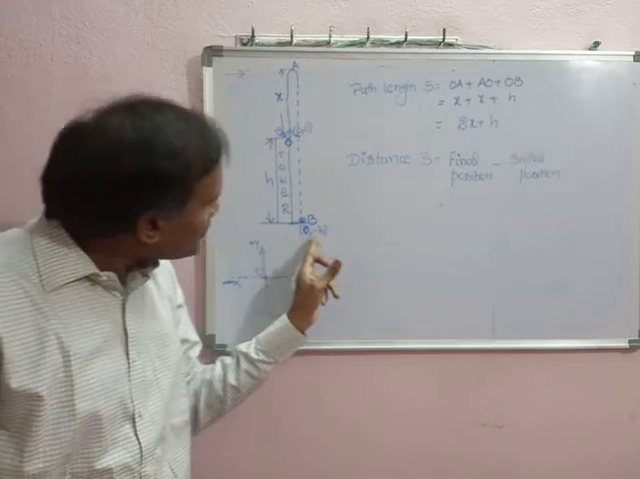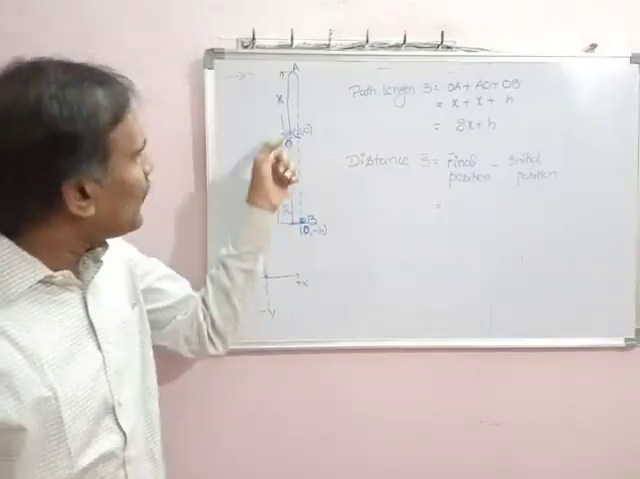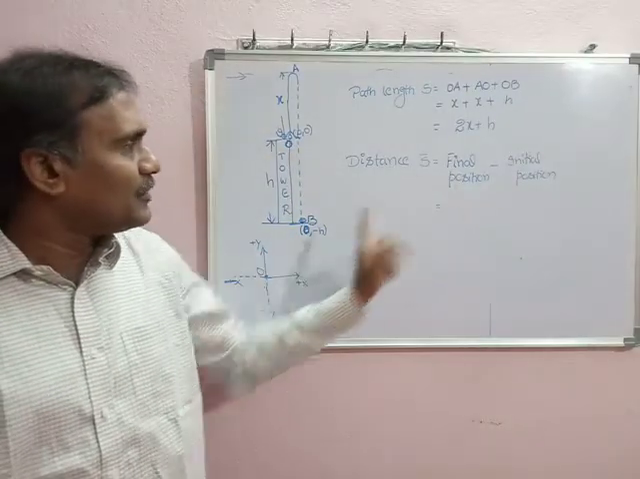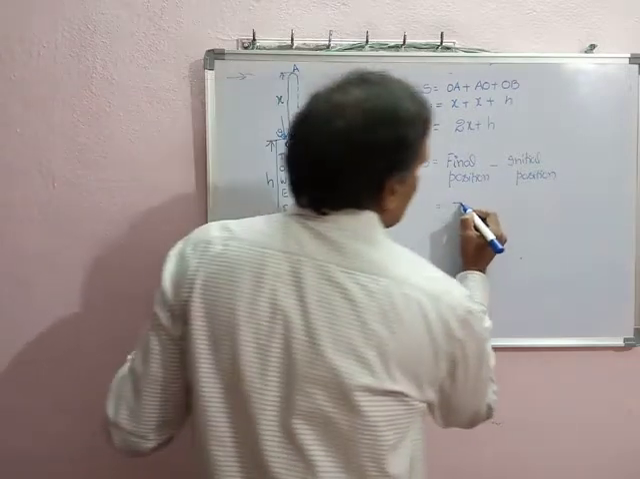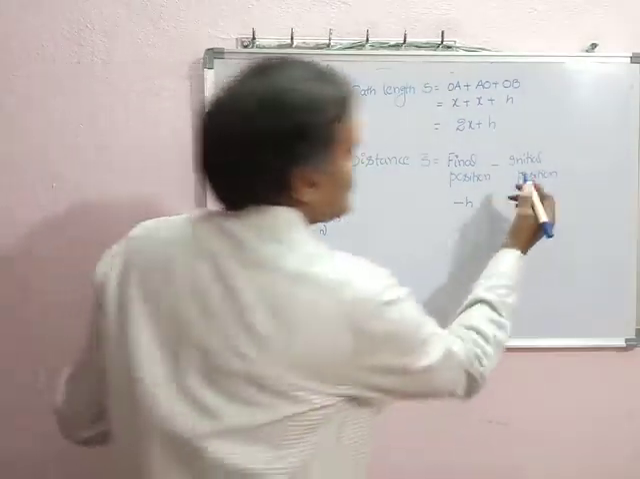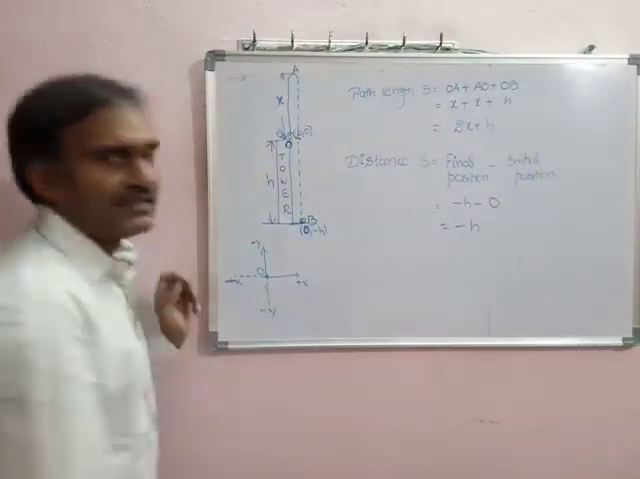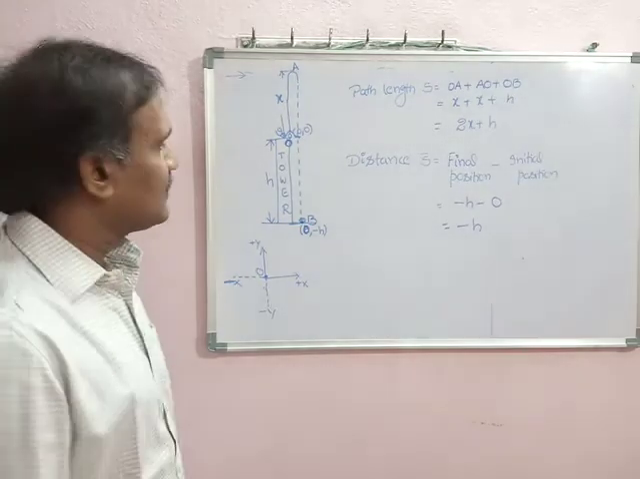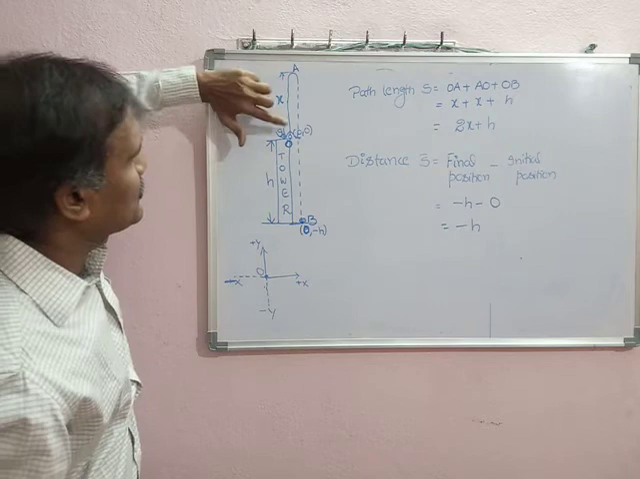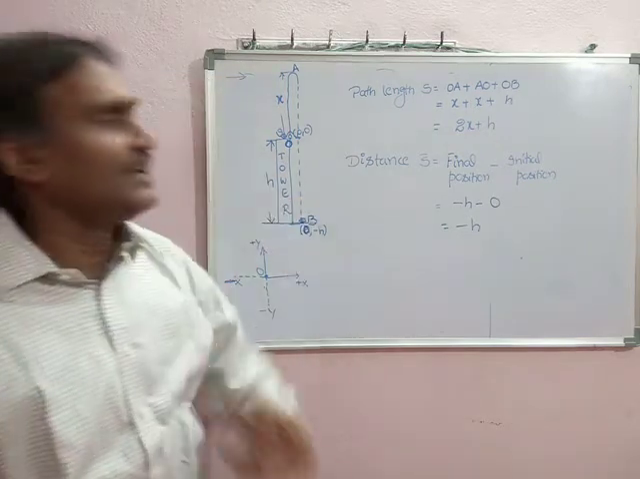What is the final position? 0, minus h. Initial position 0, 0. We want to describe the displacement along this line. That's why, the final position minus h along the negative y-axis only, we want to describe. Minus h minus initial position 0 becomes minus h. Do you understand this? Final position minus initial position. Initial position is 0. Final position is minus h.